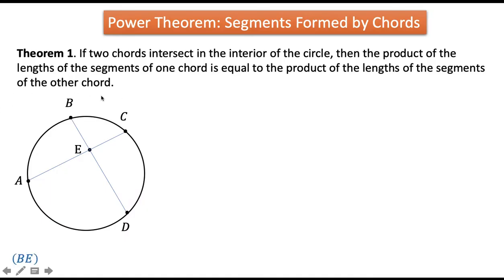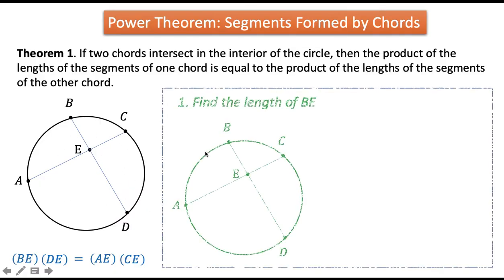chord. So this means that whatever the measure of segment BE times the measure of segment DE, that is equal to the product of segment AE and segment CE. So let us apply this concept in our given number 1. Find the length of segment BE, wherein AE is 6, segment CE is 4, and DE is 8.